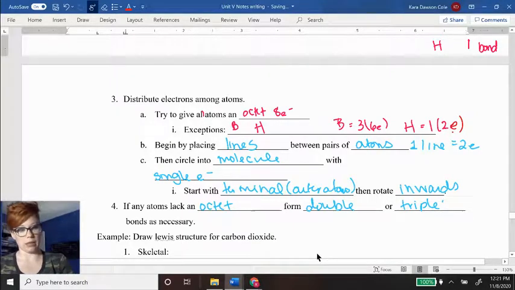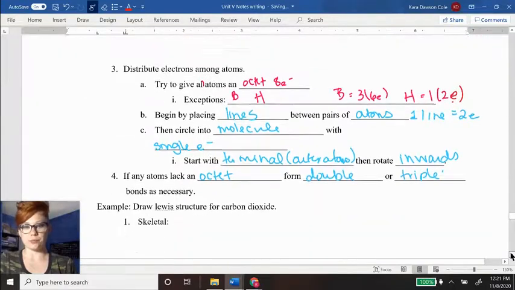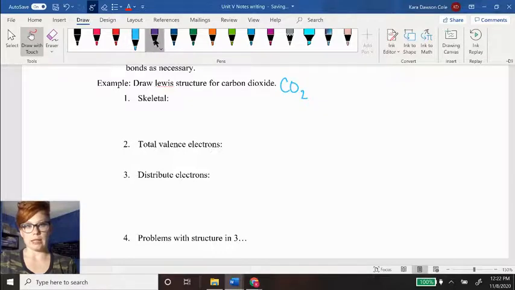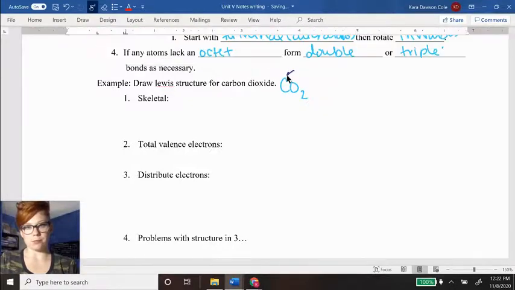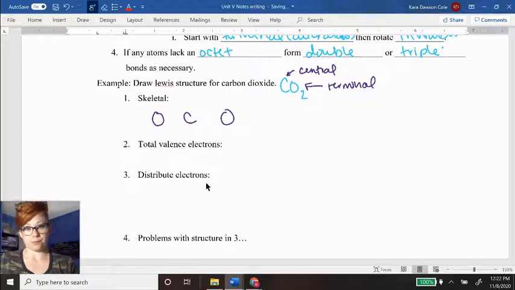So let's look at an example. So we've got carbon dioxide. We know that carbon dioxide, or you should know that carbon dioxide, is CO2. What this means is when we are looking at this, carbon is my central atom, and the oxygens are going to be my terminal atoms. That means that 2 oxygens are bound to 1 carbon. Okay. So then I'm going to write my skeletal structure, and I'm just going to do O, C, O.